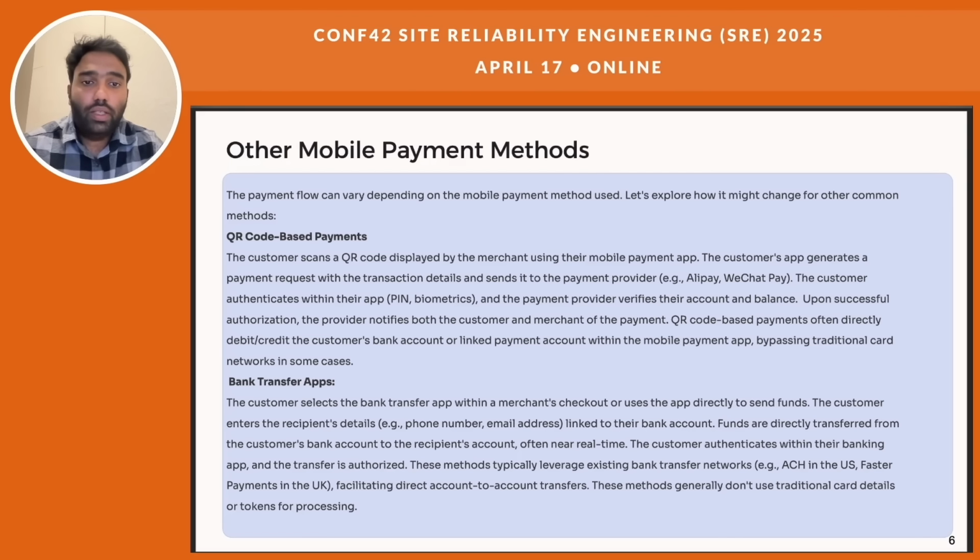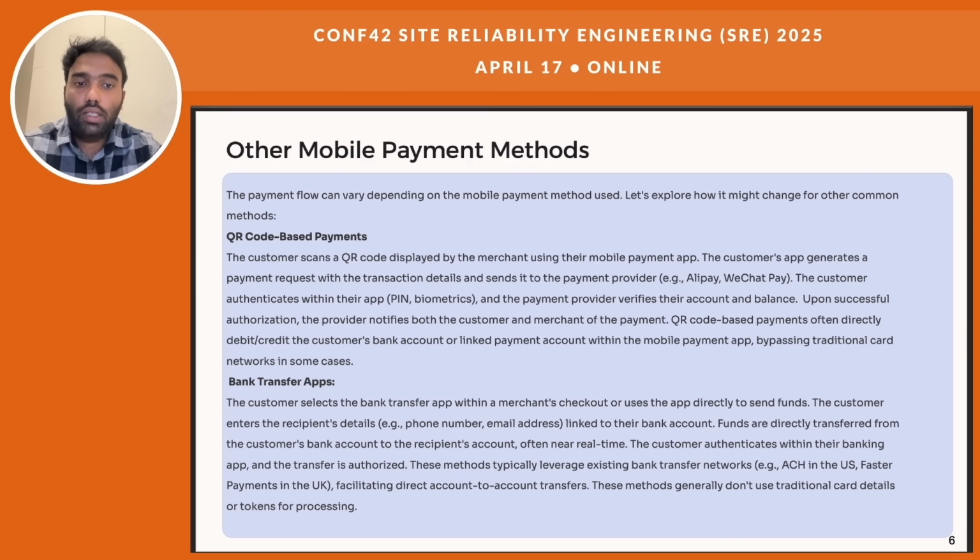There are many other ways of making mobile payments across the globe, and the flow might differ in a few ways. One type is QR code-based payments. The customer scans a QR code displayed by the merchant using their mobile payment app. The customer's app generates a payment request with the transaction details and sends it to the payment provider. An example for this would be Alipay or WeChat Pay.